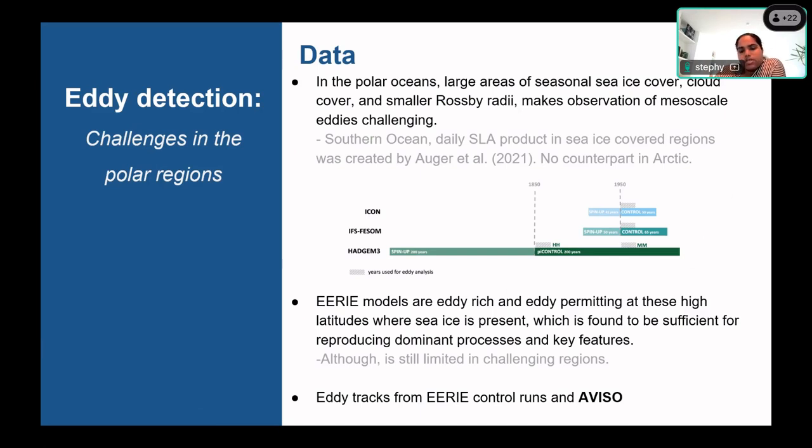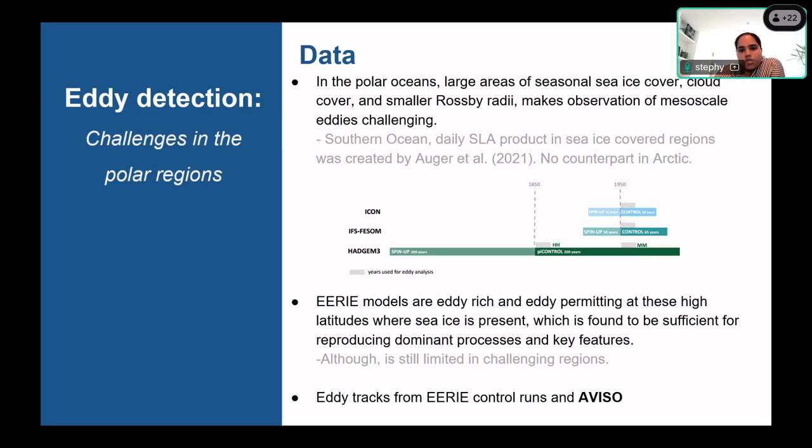With the EERIE models, we have the eddy-rich and eddy-permitting conditions where we are able to have the eddies and we can analyze the dynamics. It is still limited in certain conditions where it's approaching the poles or if it is shallow shelf regions. And then in this deliverable, we are evaluating it against AVISO, while we are already aware that there are certain limitations with using AVISO in the polar regions.